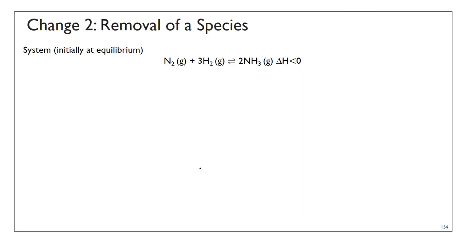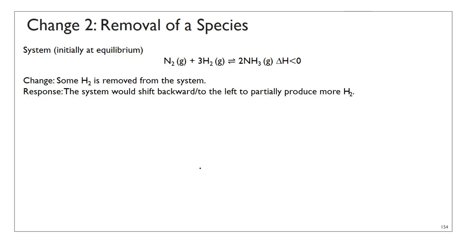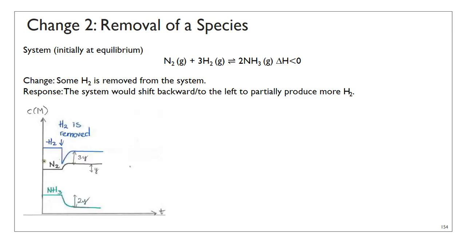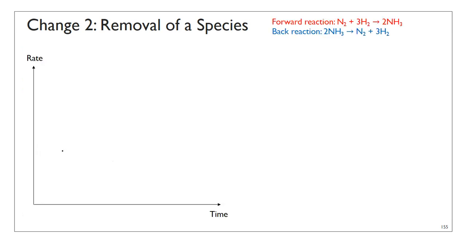Similarly, if you go to change number two, which is a removal of a species, the change here was that we have removed some hydrogen from the system, so the system is going to shift to the left to partially restore this hydrogen that is lost, and this is the concentration of a time graph. You can see a sharp decrease in the concentration of hydrogen, and then it's increased again, but it's still lower than the original amount.